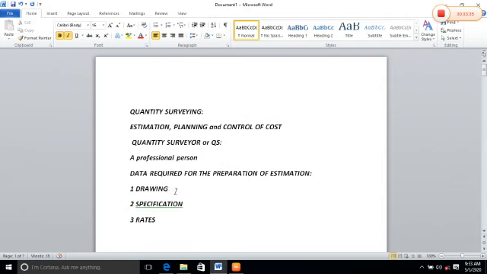Number first one, drawing. In drawing, generally we use plans, elevation and cross section. These three things are given in drawing: elevation, cross section and plans.